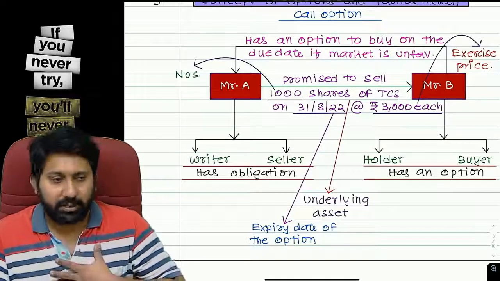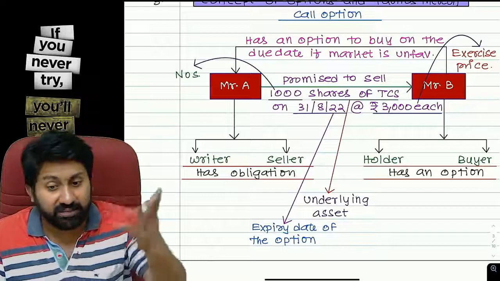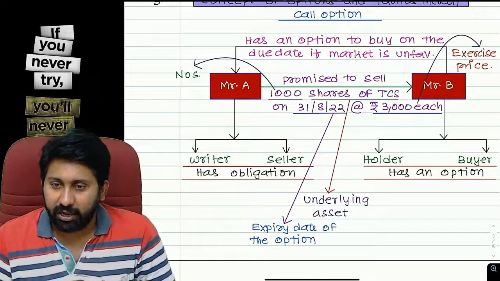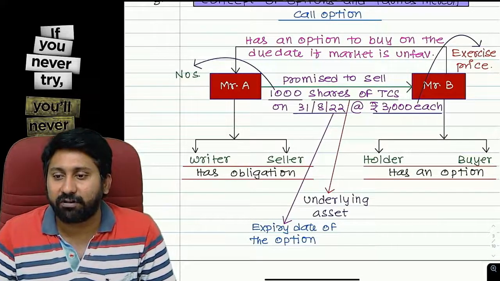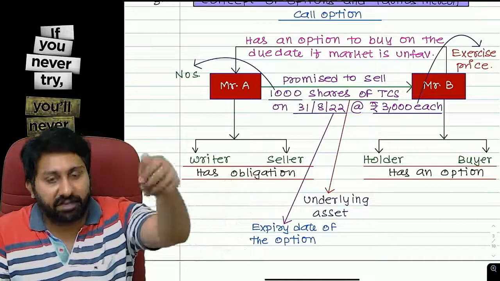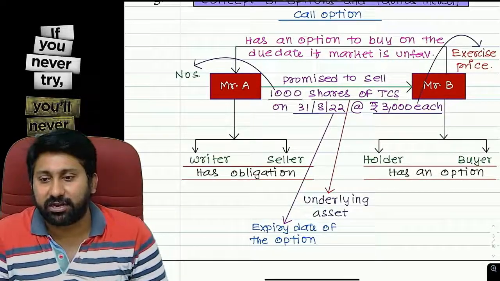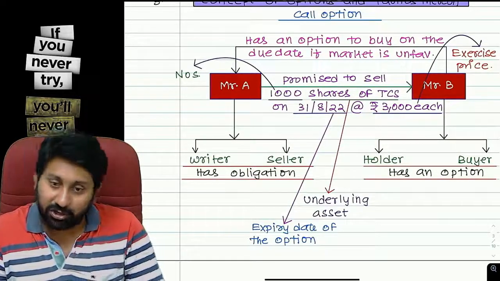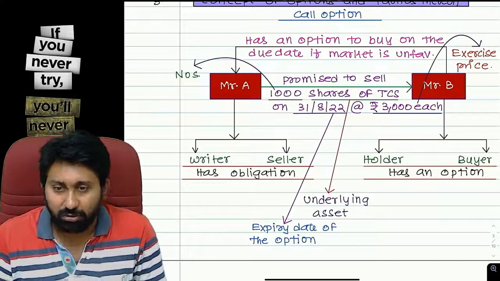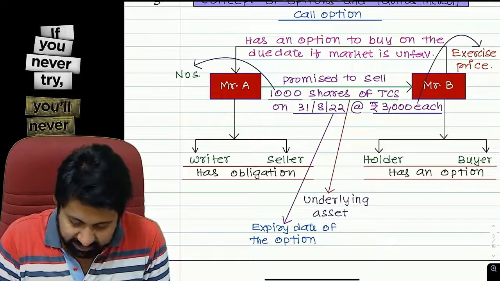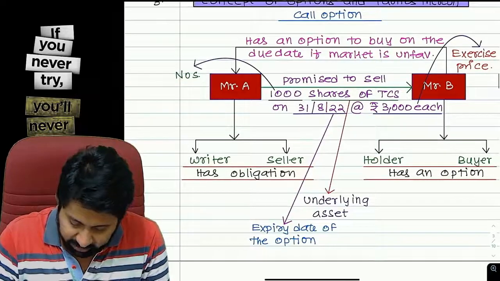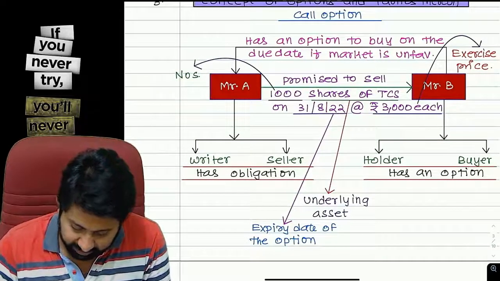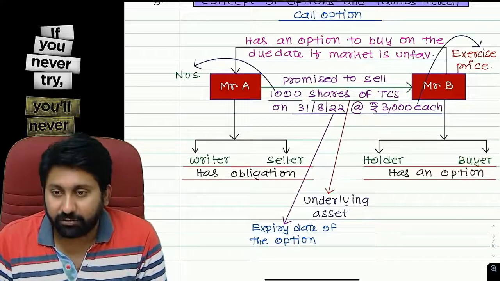I want to buy. Some person promises that he will sell to me at 3,000. Now in the real banking market, whether it may be 3,500 or 2,500, you have to buy at 3,000. But it's not like that. It is only an option even now. How? Let's see. Mr. A promised to sell to Mr. B at how much? 3,000.